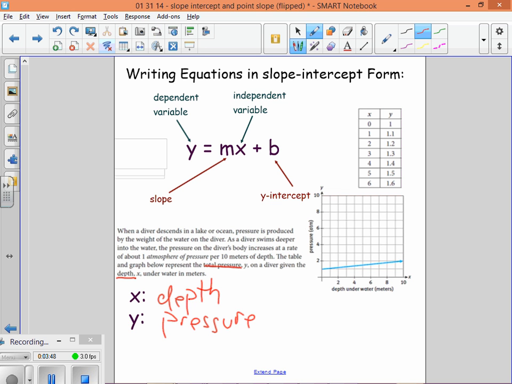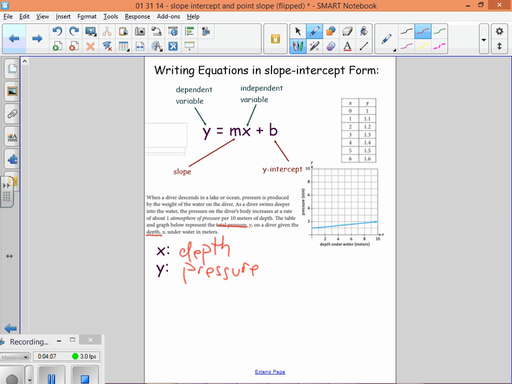Notice I am writing this down, and you should be as well. Writing what x and y represent is a good way for me not to make mistakes. All right, let's see what the next slide is. Okay, so now it's just a matter of using our formula, y equals mx plus b, to create our equation. Y equals mx plus b.